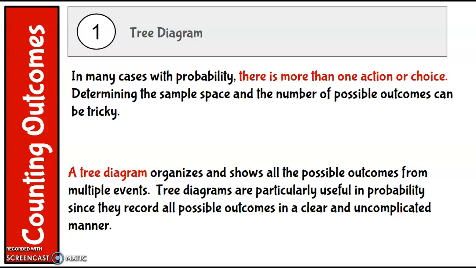In many cases with probability, there is more than one action or choice, and determining the sample space and the number of possible outcomes can be tricky. A tree diagram organizes and shows all the possible outcomes from multiple events. Tree diagrams are particularly useful in probability since they record all the possible outcomes in a clear and uncomplicated manner.